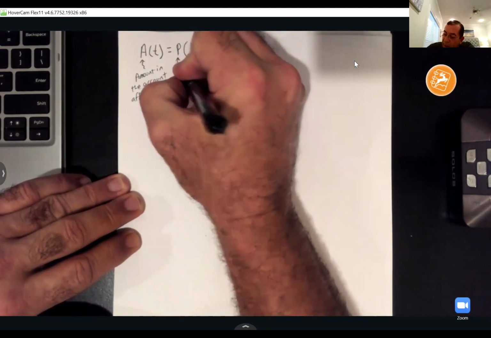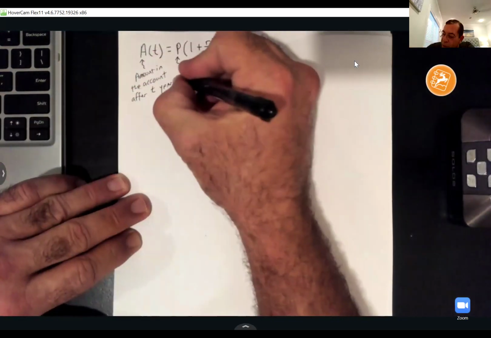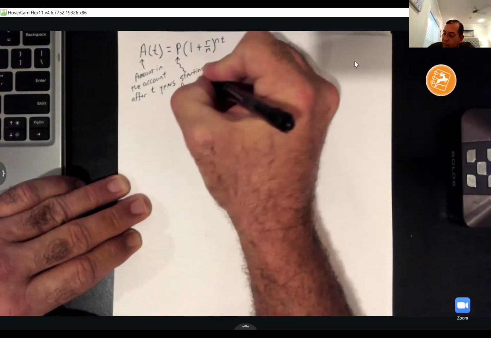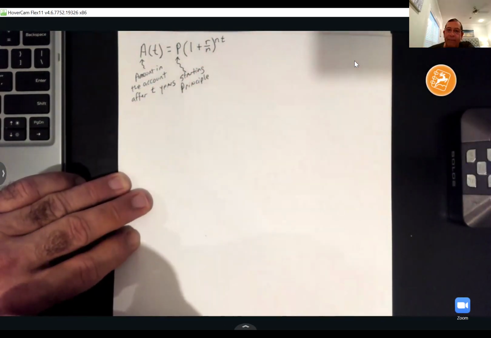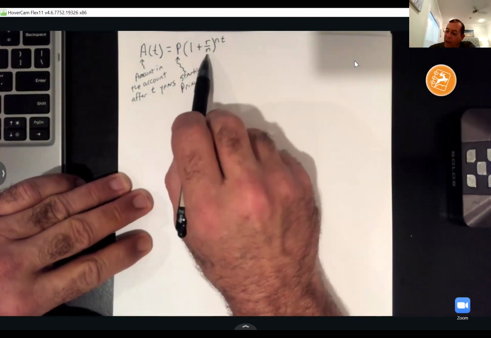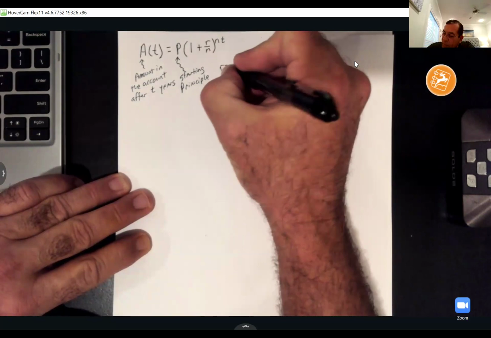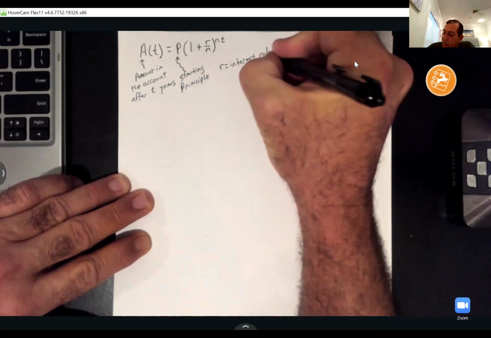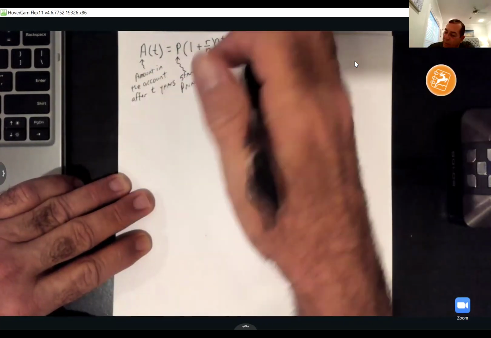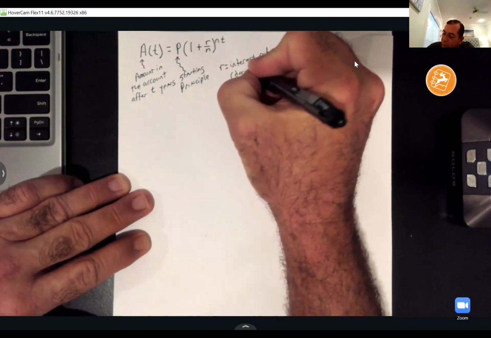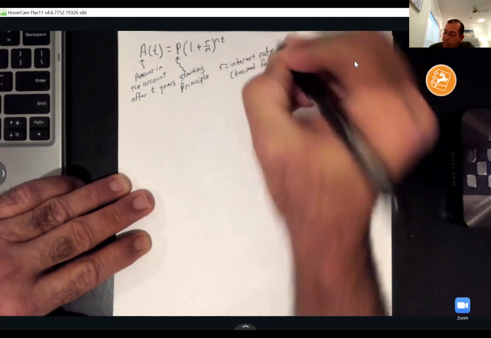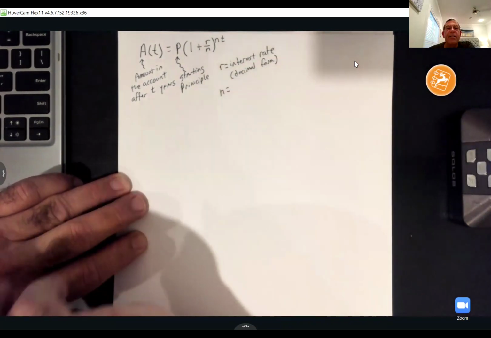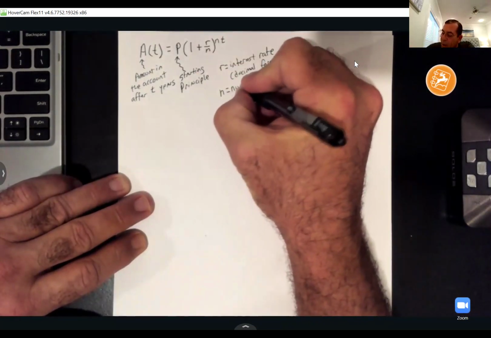P right here is your starting principal, or the amount that you're starting with, okay? Then we have the R over the N. R is the interest rate. Now remember, the interest rate, when we plug it into the formula, has to be in decimal form. N right here is the number of compounds per year.